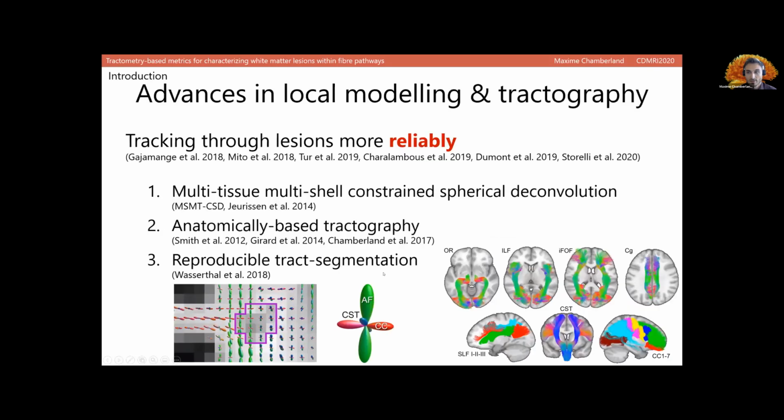In recent years, there have been advances in local modeling and tractography, and we are now able to track more reliably inside lesions. When I say now, I mean really in the last 2 years. As you can see here, a couple of studies have come out that leverage a combination of frameworks that, when combined together, really help you to track through lesions. These frameworks are listed here, and they allow a more reproducible track segmentation approach, not only within subjects, but also across subjects. It's important to have reproducibility across subjects.